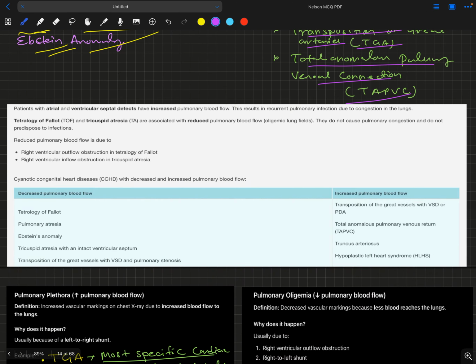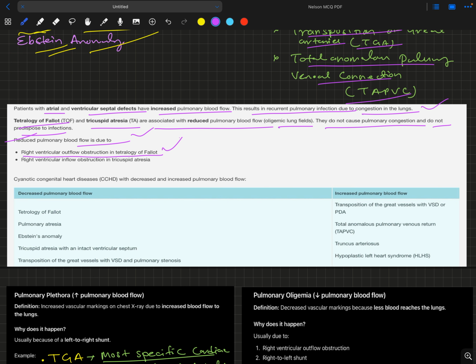Patients with atrial and ventricular septal defect have increased pulmonary blood flow. This results in recurrent pulmonary infection due to congestion in the lung. When there is increased pulmonary blood flow, there will obviously be congestion in the lung. It predisposes them to develop infection. Tetralogy of Fallot and tricuspid atresia are associated with reduced pulmonary blood flow, oligemic lung fields. They do not cause pulmonary congestion and do not predispose to infections. Reduced pulmonary blood flow is due to right ventricular outflow tract obstruction in tetralogy of Fallot, and right ventricular inflow obstruction in case of tricuspid atresia.